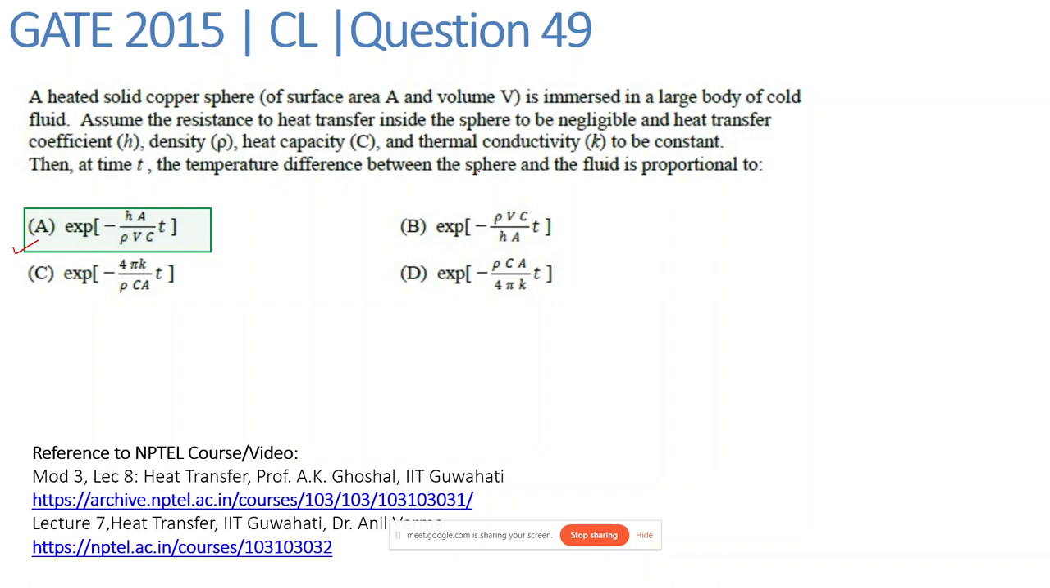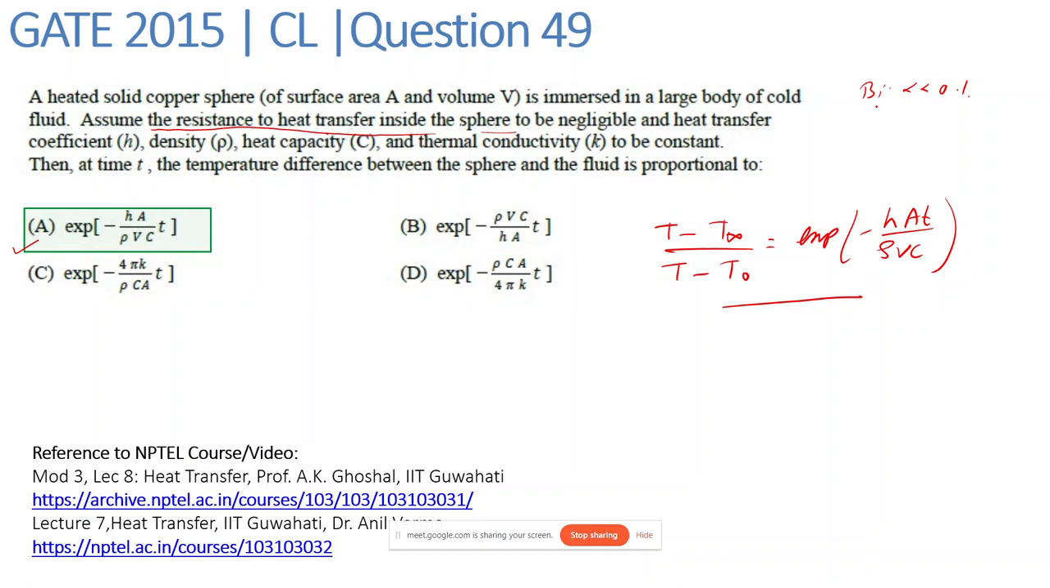Basically, you can just straight away remember the formula for this case also. So it will be (T minus T infinity) upon (T naught minus T infinity) equal to exponential of minus hAt upon rho Vc. This formula will only be applicable when we assume that the resistance to heat transfer inside the sphere is negligible, and this means that the Biot number should be less than 0.1. If the Biot number is less than 0.1, then only we can use this formula straight away.